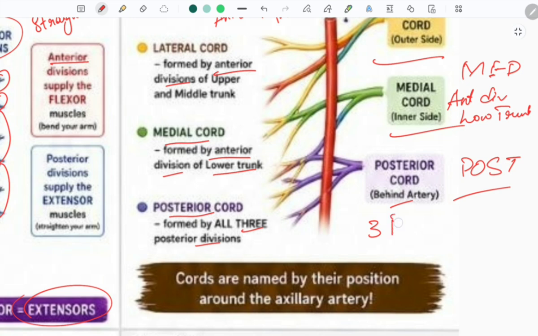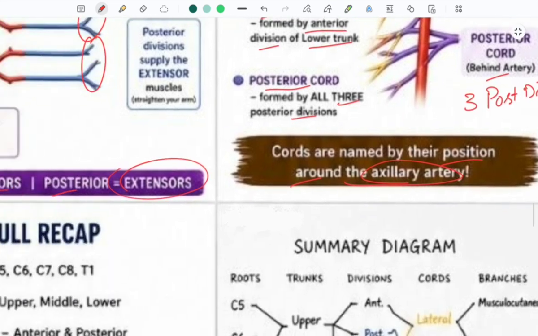The cords are named mainly by their position around the axillary artery. Everyone should remember this point because it is important.